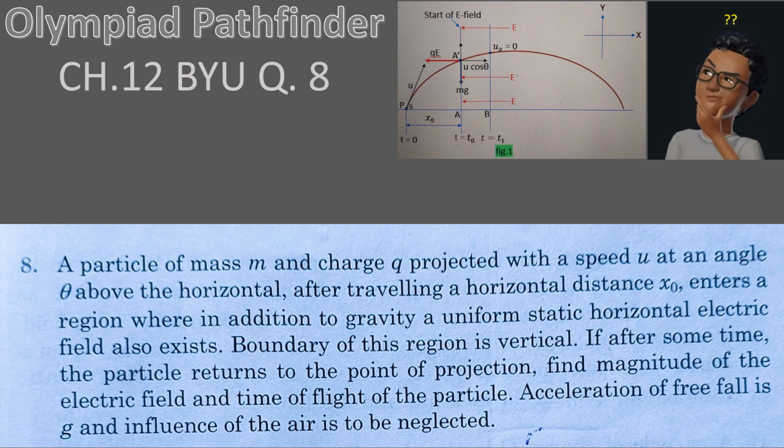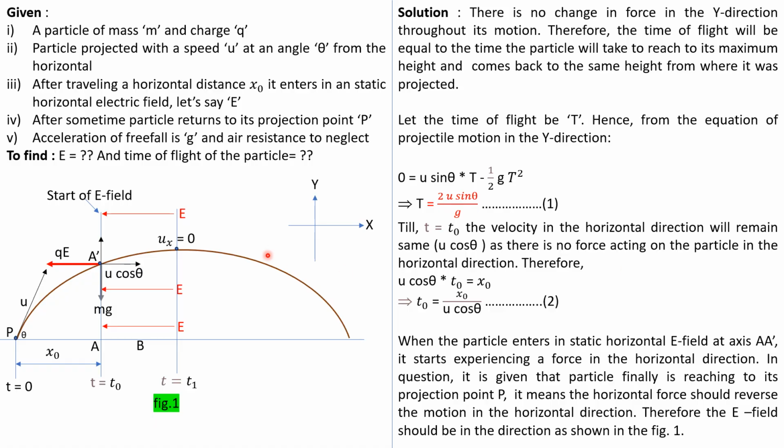Let us solve this question. Collected all the data here. The particle is having mass m and charge q on it. The particle is projected with initial velocity u at an angle theta from the horizontal. After traveling a horizontal distance x0, it enters a horizontal electric field, let's say E.